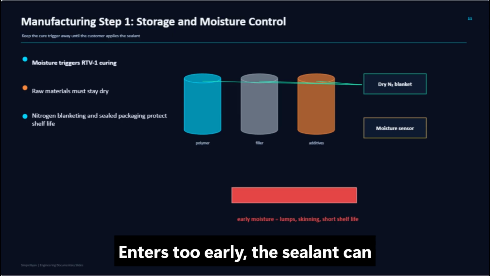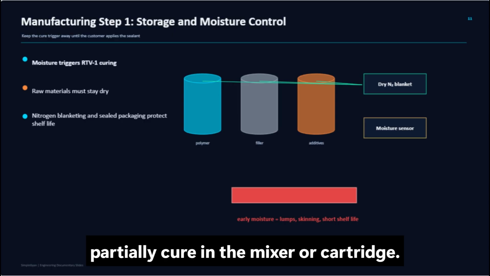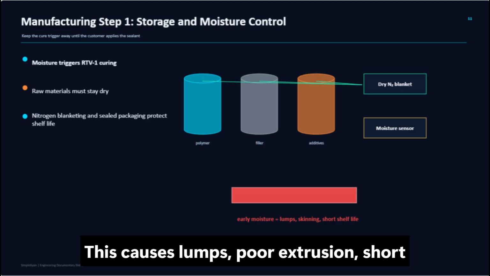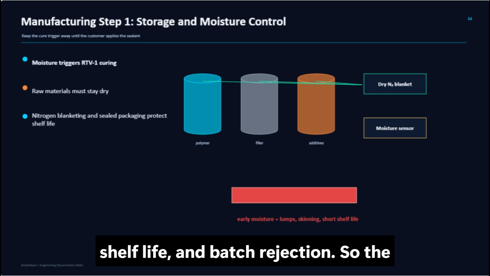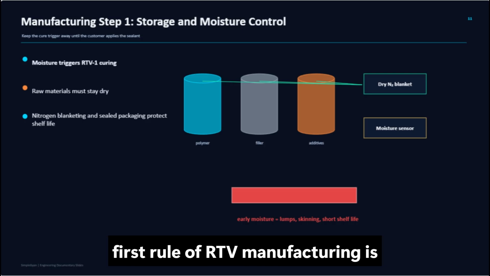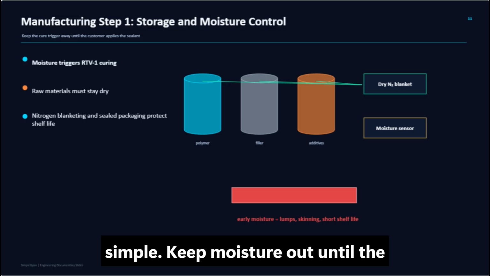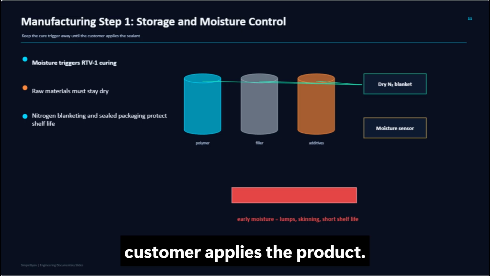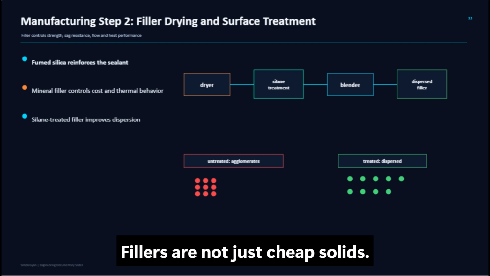If moisture enters too early, the sealant can partially cure in the mixer or cartridge. This causes lumps, poor extrusion, short shelf life, and batch rejection. So the first rule of RTV manufacturing is simple: keep moisture out until the customer applies the product. Fillers are not just cheap solids.